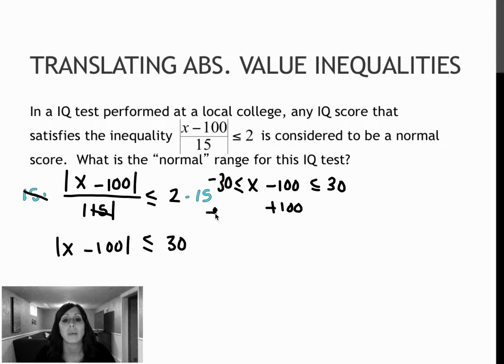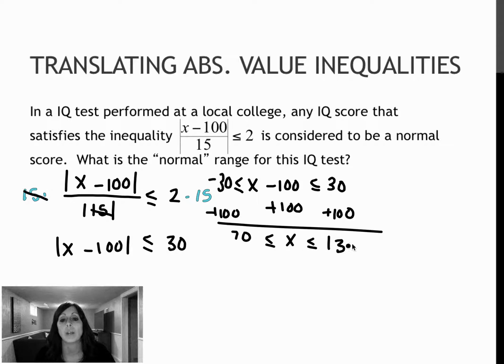So now I will add 100 to all 3 positions. That gives me 70 is less than or equal to x is less than or equal to 130. So the normal range for the IQ test would be between 70 and 130. So you would, in this case, write a sentence that explained that answer.